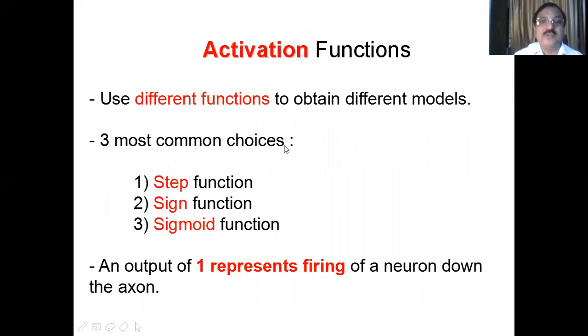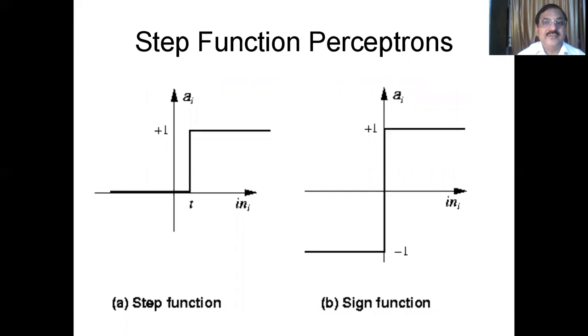The three most common choices of the activation function are: first, the step function; second, the sign function; and third, the sigmoid function. So these three functions, the application of the function depends upon the nature of the input and its calculation. An output of 1 represents the firing of a neuron. So we can draw the simplest activation function, which is the step function.